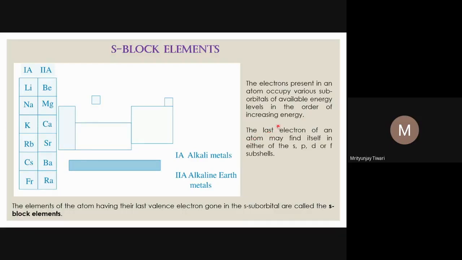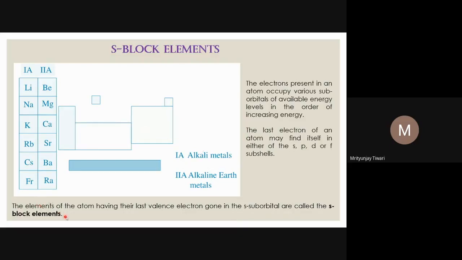The electrons present in an atom occupy various subshells of available energy levels in the order of increasing energy, and that is what we call the Aufbau principle. According to the Aufbau principle, we put electrons in different subshells while writing the electronic configuration. The last electron of an atom may find itself in either the S, P, D, or F subshell. Based on that, we decide to which block the element belongs: the S block, P block, D block, or F block.